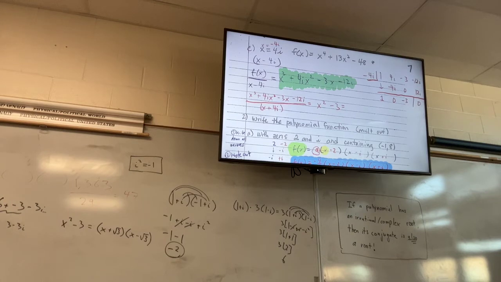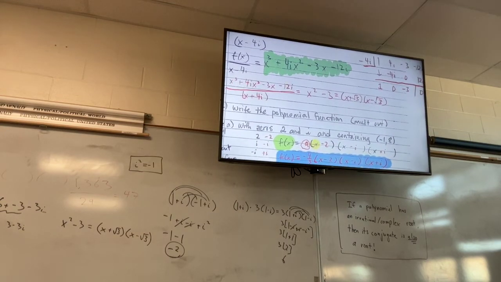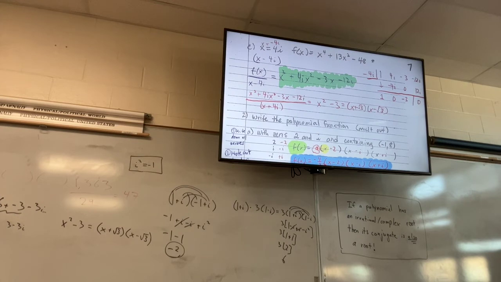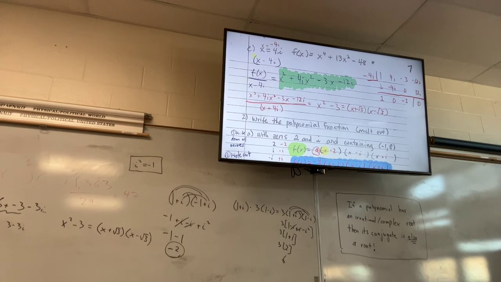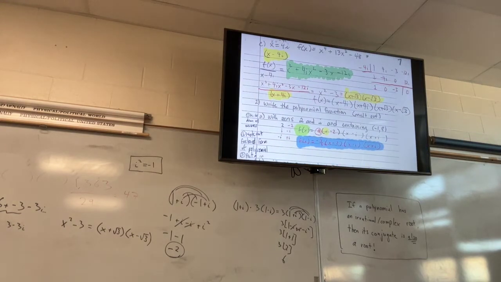Which itself factors to x plus root 3 times x minus root 3, as we saw in the last problem. And then all the zeros would just be negative root 3, positive root 3? Yeah, so I'm going to highlight all my factors. Here's one factor, here's my other factor, and here are my other two factors. So our original function f of x can be written in the form x minus 4i times x plus 4i times x plus root 3 times x minus root 3. And then all my zeros would be the opposites of these.